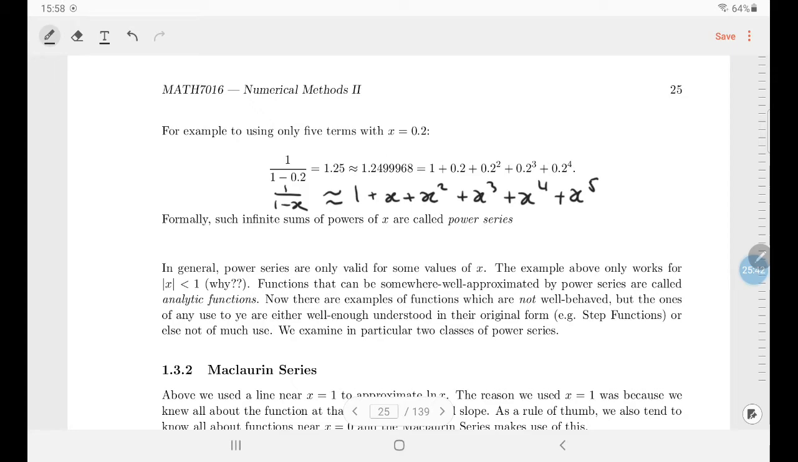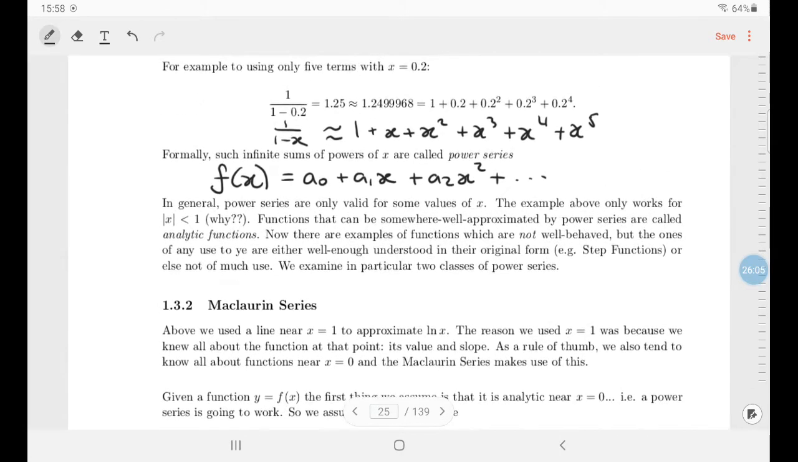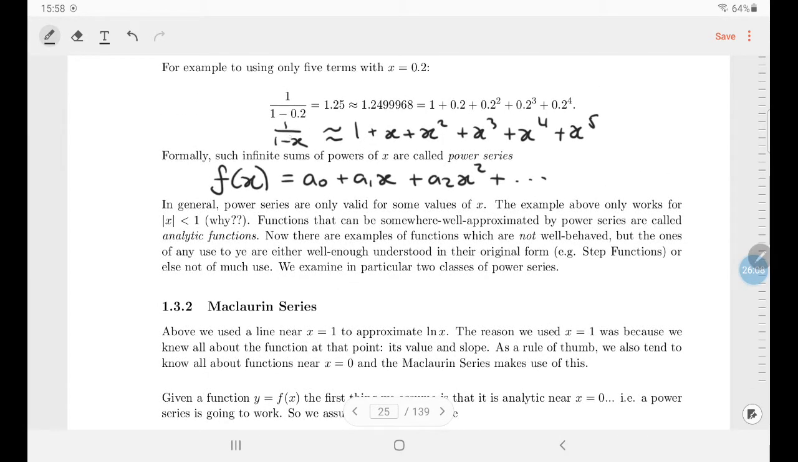So such infinite sums are called power series. So a power series, if you want to write it down, is a constant plus a constant times x plus a constant times x squared plus, just keep on going. Now they don't make sense for all values of x, just some of them. So for example, this one, the 1 over 1 minus x one, only works when x is between -1 and 1 and not equal to 1, certainly. I'm not so sure about -1. No, not equal to -1 either.